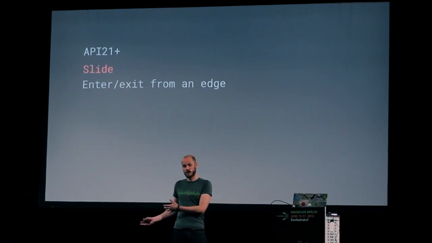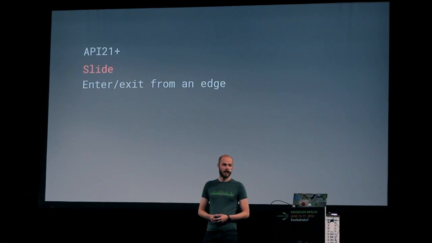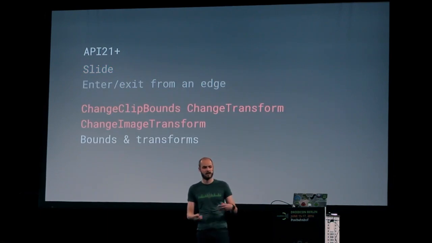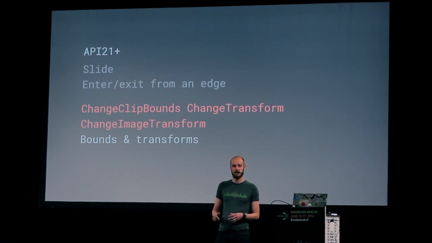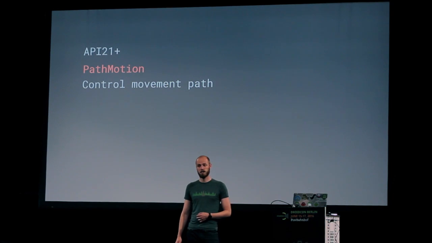But from Lollipop onwards, there's even more. We added slide transition, which allows you to slide views from either side of the window, as well as some more advanced things like clip bounds, transformation, and image transformation to change the bounds and transforms of those views as well. And also motion, because with material design, there's a lot of focus on motion.